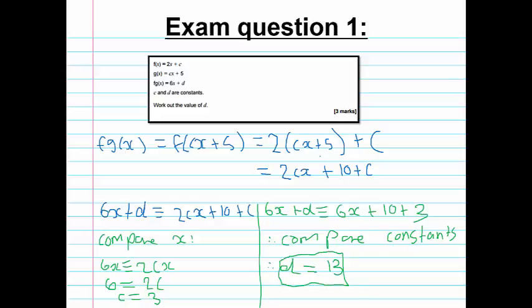This is how you would solve this question. It's a 3 marker, so it's not meant to be difficult, and it is not difficult. What you do is find the composition, and use a bit of logic by comparing x terms and constants. That's how you do this question.